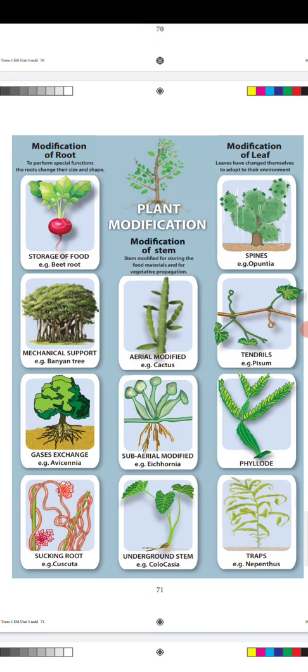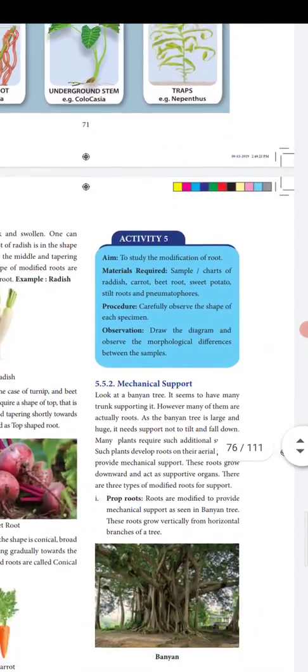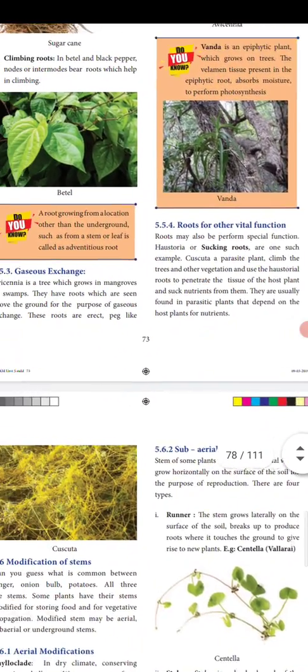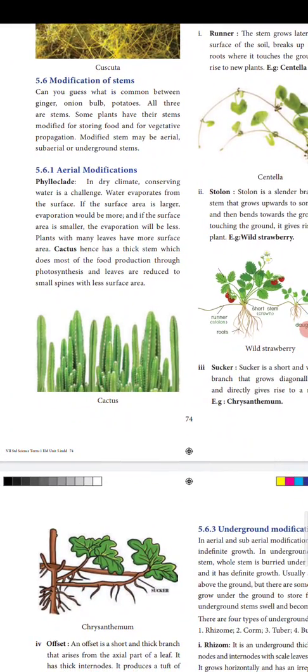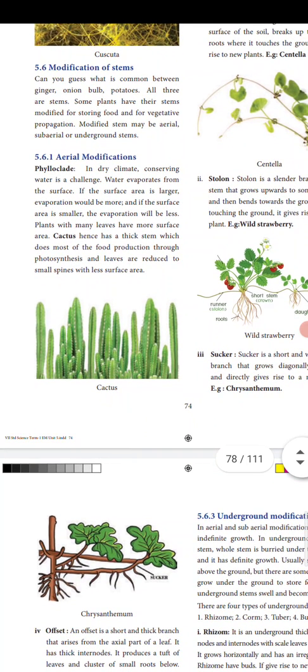The surface area is smaller. In a dry climate, conserving water is a challenge. Water evaporates from the surface. If the surface area is larger, evaporation would be more, and if the surface area is smaller, the evaporation will be less. Plants with many leaves have more surface area. Cactus hence. Okay.